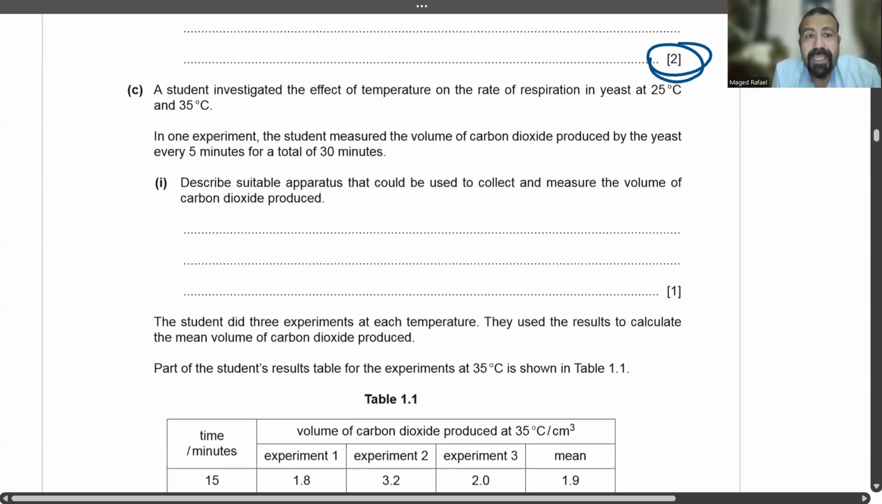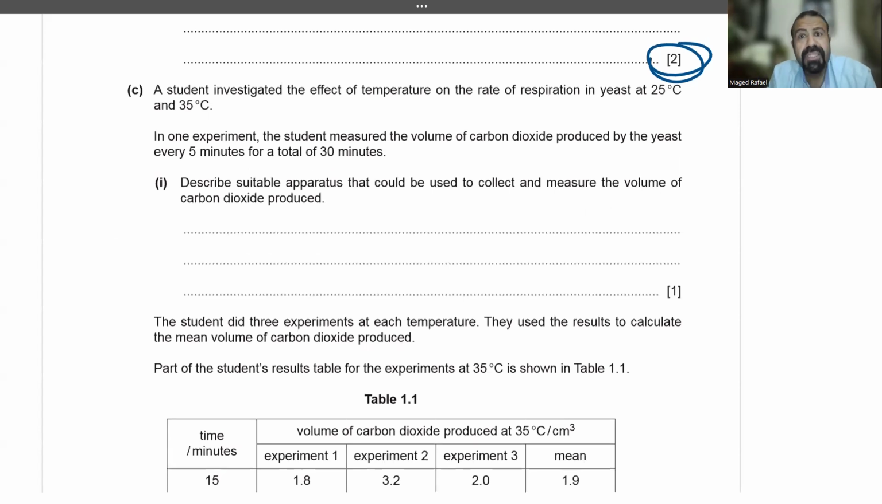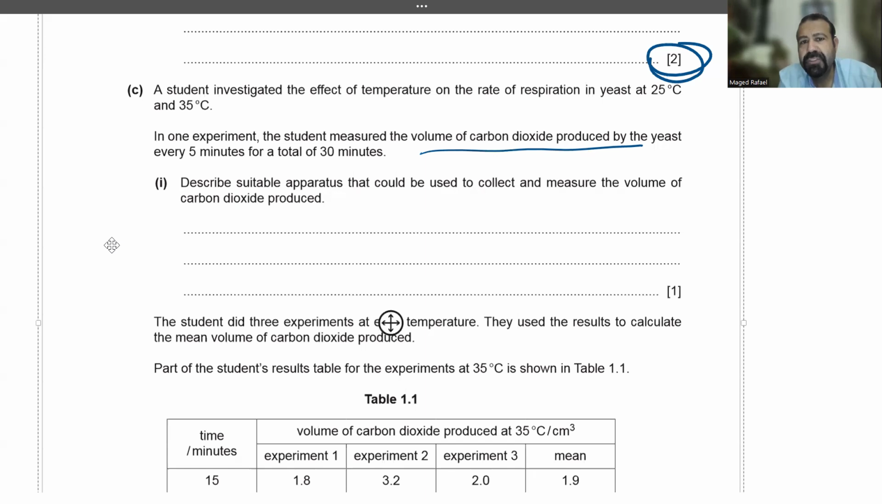Okay? Now, a student investigated the effect of temperature on the rate of respiration in yeast at 25 degrees Celsius and 35 degrees Celsius. In one experiment, the student measured the volume of carbon dioxide produced by the yeast every 5 minutes for a total of 30 minutes. I'm not reading that fast, Yahya. I want you to read using the same pace in order to save time and to give you time to think in the exam. Please try to practice this way. Describe suitable apparatus that you could use to collect and measure the volume of carbon dioxide produced.